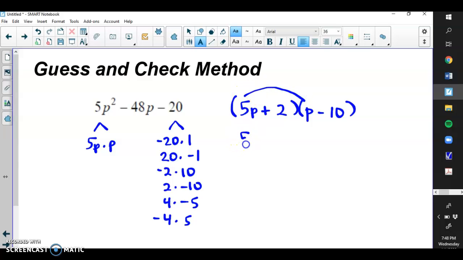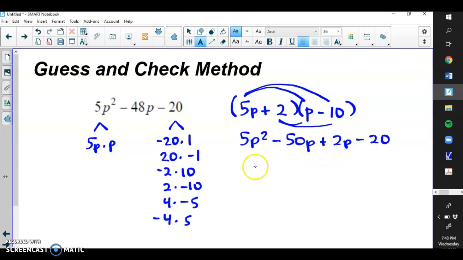5p times p is 5p squared. 5p times minus 10 would give me minus 50p. 2 times p is plus 2p. 2 times negative 10 gives me minus 20. Combine the like terms: 5p squared minus 48p minus 20 is the answer. And that means that I factored correctly when I guessed 5p plus 2 and p minus 10.